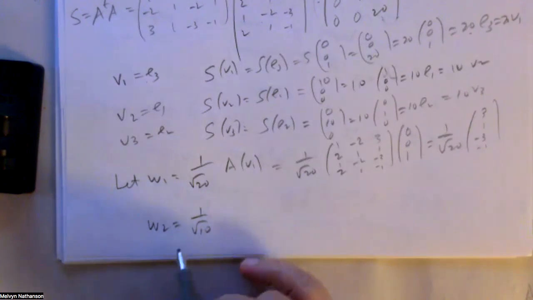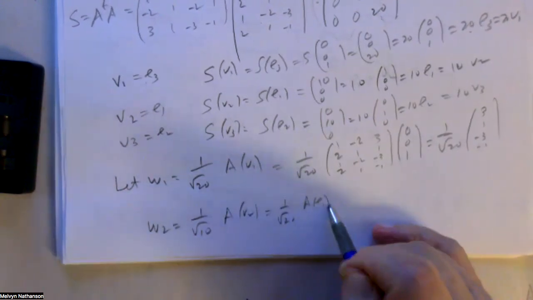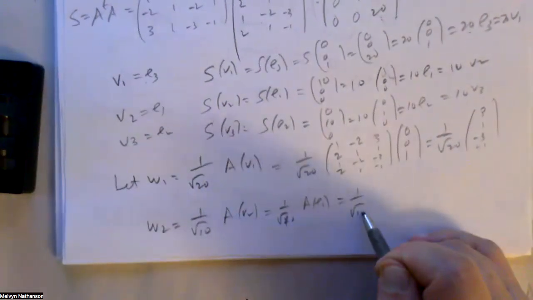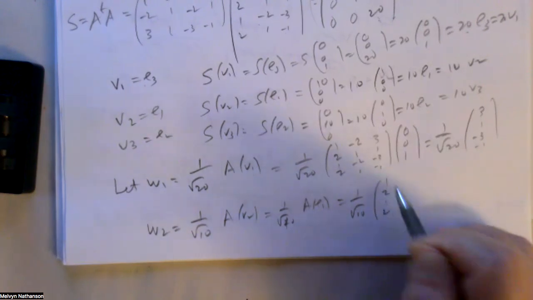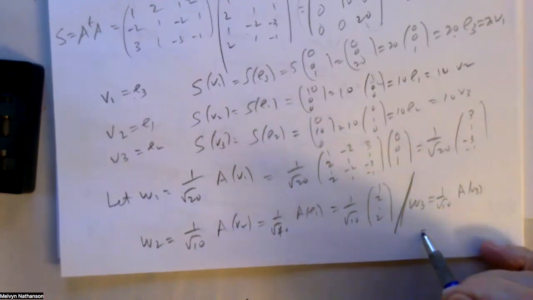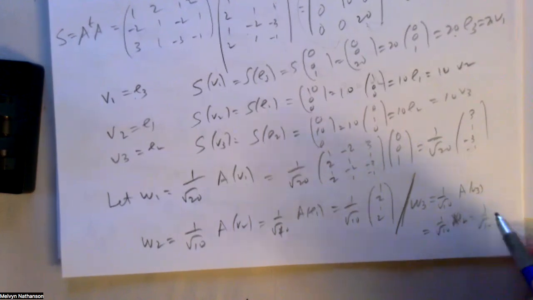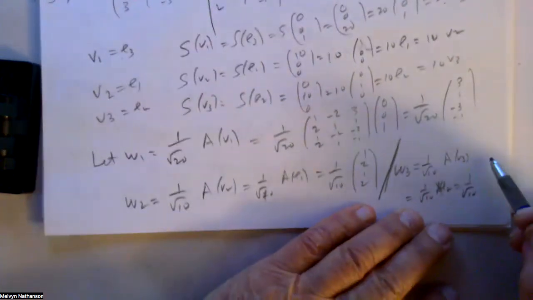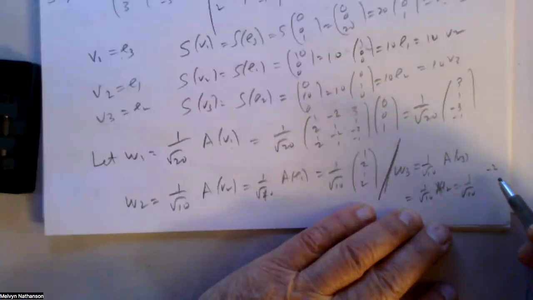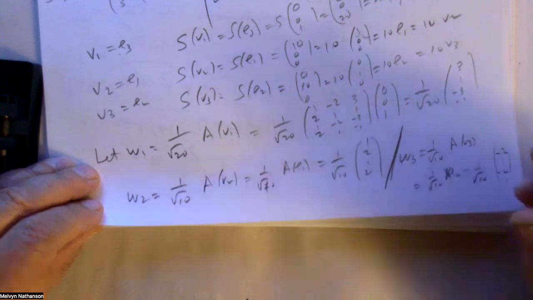W2 is 1 over the square root of 10 times A of V2, that's 1 over root 10 times A of E1, which is the first column, 1, 2, 1, 2. And W3 is 1 over root 10 times A of V3, which is 1 over root 10 times the second column, minus 2, 1, minus 2, 1. So I've constructed bases for R3 and R4, which is the singular value decomposition.